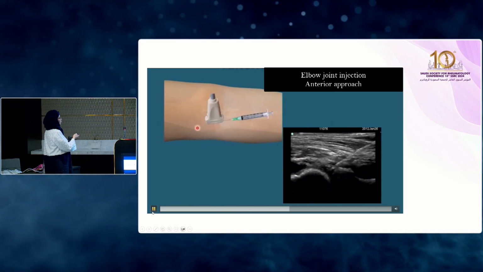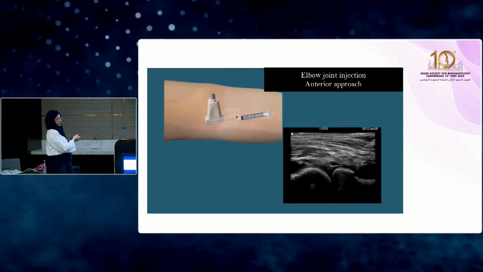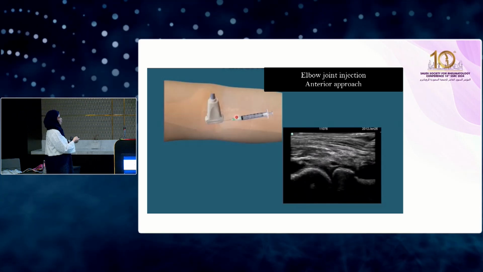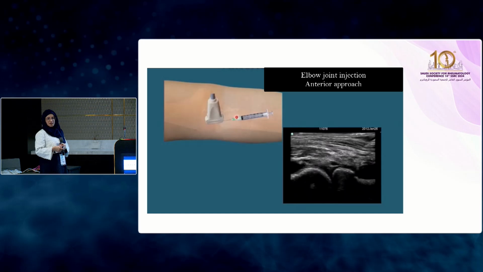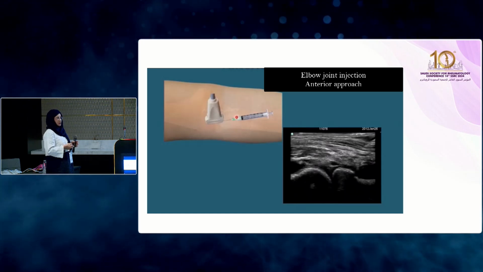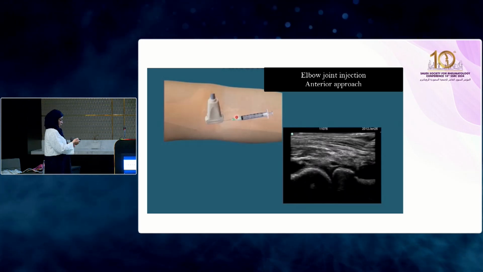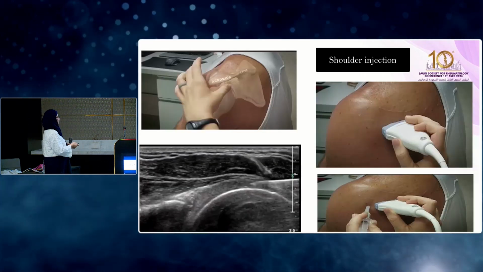What nerve is here? The radial nerve. So you want to stay away from vessels and nerves. You have to be safe. That's why it is more proper to inject with ultrasound guidance.